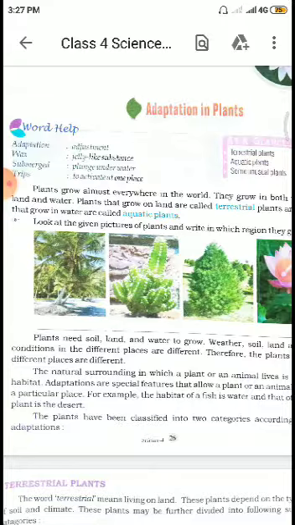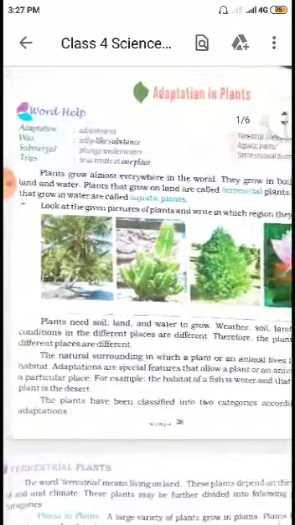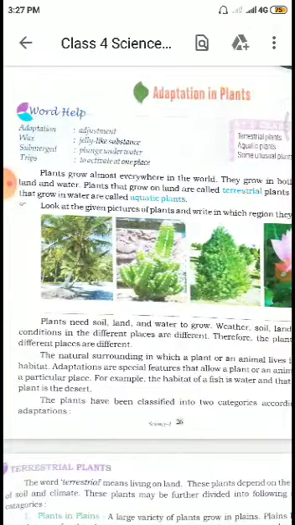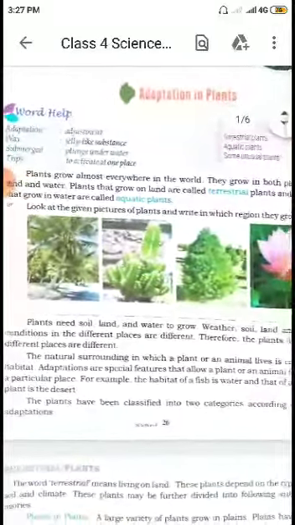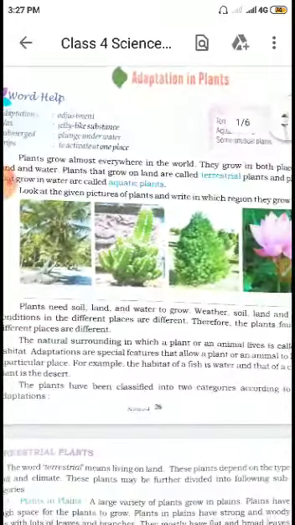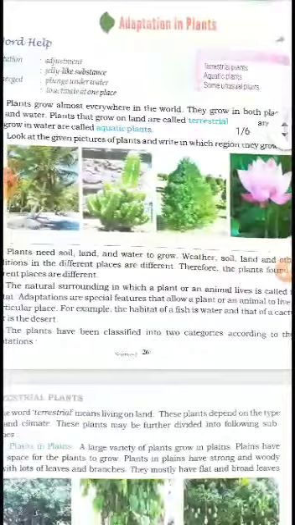Plants grow almost everywhere in the world. They grow in both places, in land and in water. Plants that grow on land are called terrestrial plants, and plants that grow in water are called aquatic plants. Look at the given pictures and write in which region they grow.